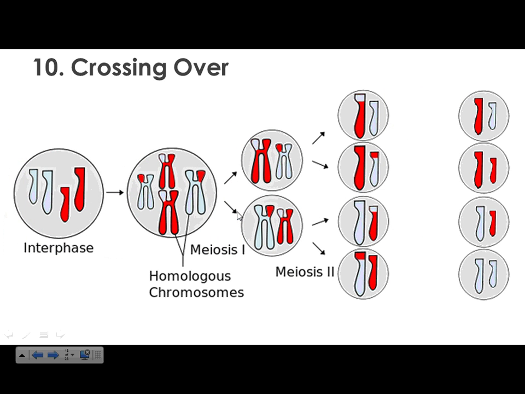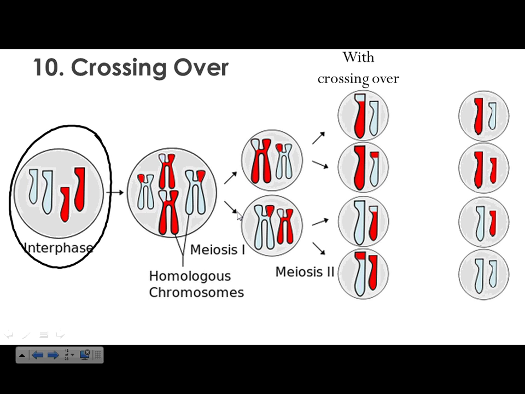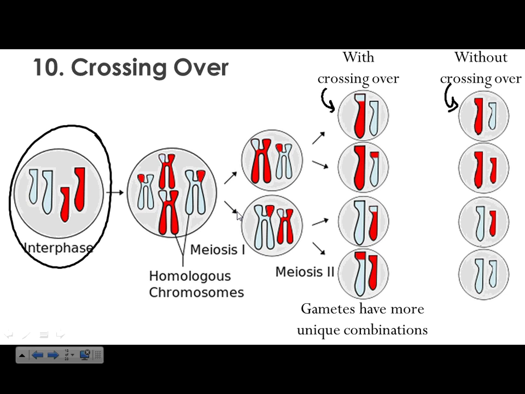So just to illustrate that, here is a cell that is in interphase, and this cell is going to be used to make gametes. So here are the gametes that are produced with crossing over. Here are the gametes that are produced without crossing over. So we can already see that there's a difference between the two. Crossing over is going to lead to more unique combinations, more possibilities. And this picture is just showing us where it's crossed over at one point. So imagine if they crossed over at many points. There'd be many, many more combinations possible.